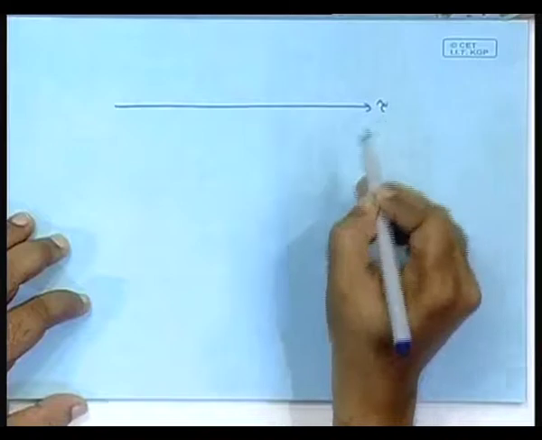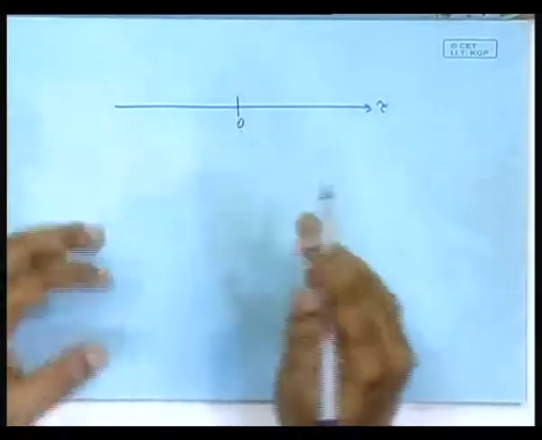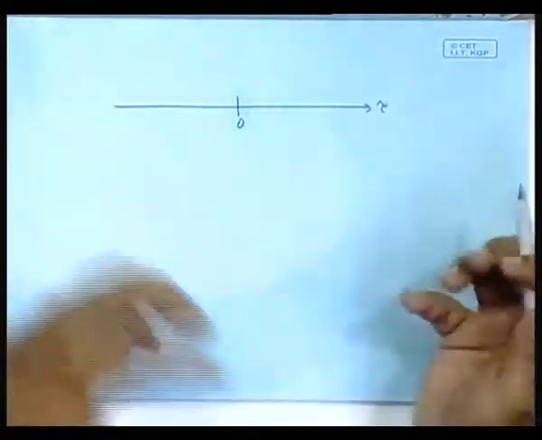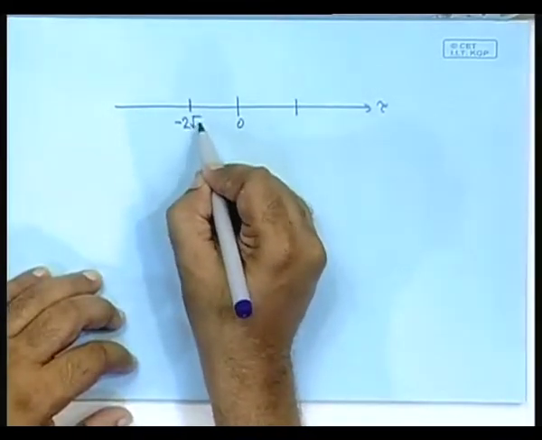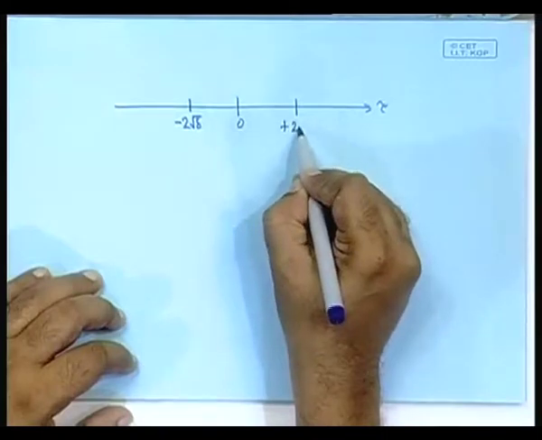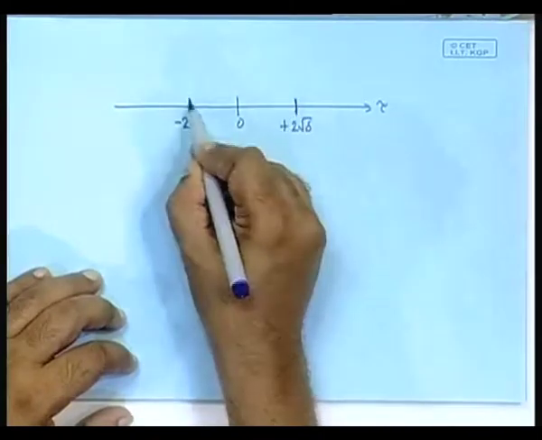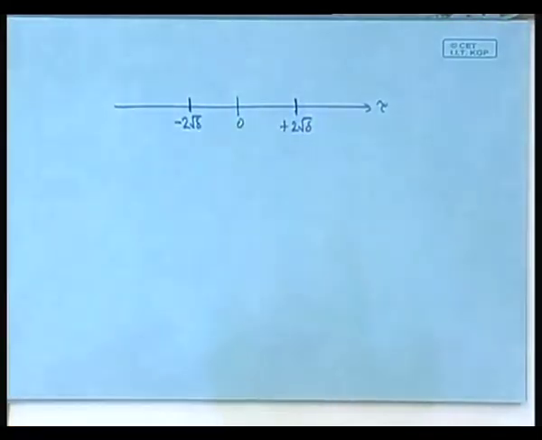So, we can say suppose this is the trace and this is the 0 and I am sort of comparing with the determinant, then we can say that there are two ranges, -2 root delta and here the +2 root delta. In between this range it is complex.